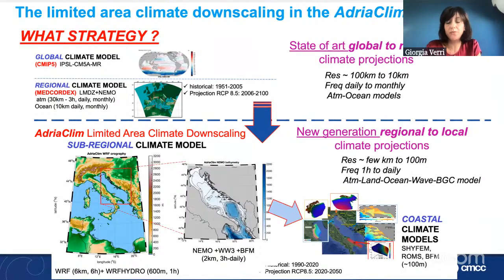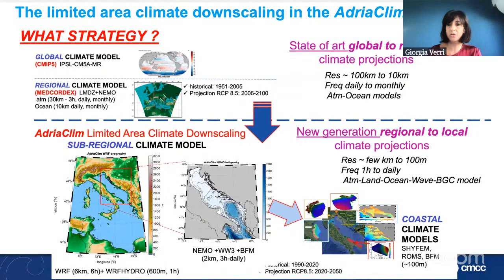Basically, what we did, we performed a dynamical downscaling over a limited area, which is the Adriatic basin, with a double nesting approach. A first nesting phase to reach the sub-regional scale, a second nesting phase to reach the local coastal scales. Our dynamical downscaling system is a multi-model system. It is nested into an existing regional climate model available under the MED-CORDEX initiative.